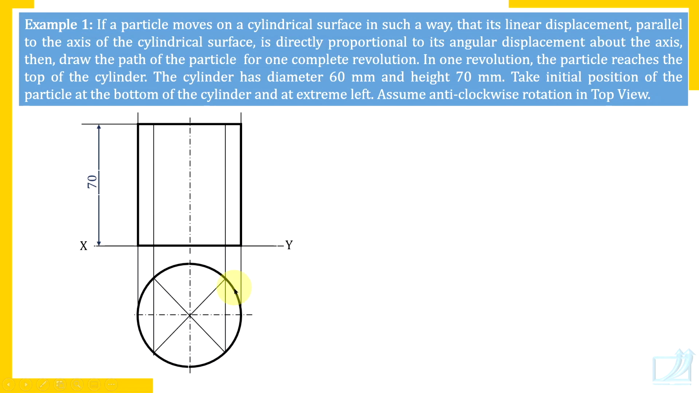So try to understand the basic procedure of complete helix. Divide the circle in 8 parts and divide pitch in 8 parts. So what is pitch? 70 millimeters. It's given clearly here. Height of the cylinder is 70 millimeter and initial position is at the bottom. And in one revolution, it reaches the top of the cylinder. So it starts at bottom and in one revolution, it reaches top of the cylinder. That means 70 millimeter, that is height of the cylinder, is a pitch of the helix.